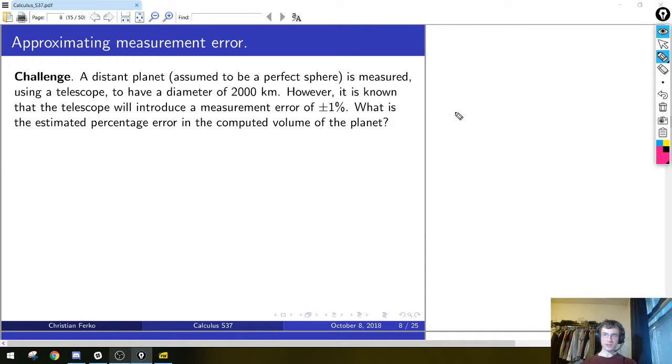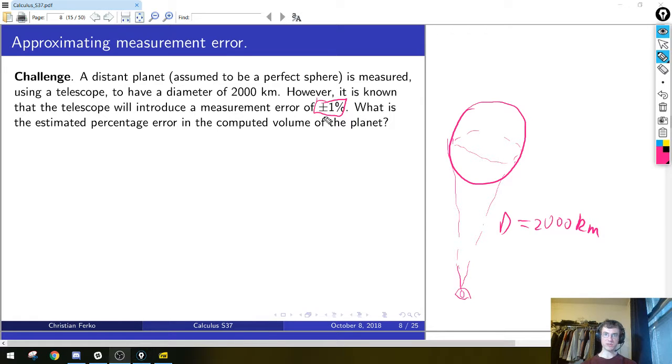Okay, so we look through our telescope at this planet, which is assumed to be a perfect sphere. We're looking at it with our human eye through a telescope, and we're going to measure the diameter. We get some measurement of the diameter of this distant planet, about 2,000 kilometers. But we know that the telescope isn't perfect. It introduces some measurement error, so it's plus or minus 1%.